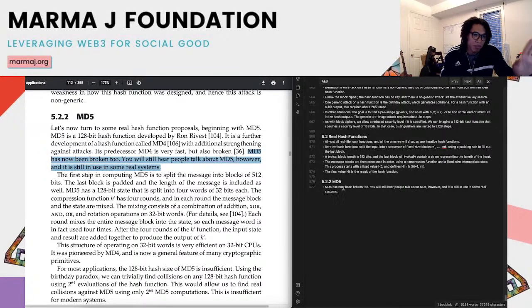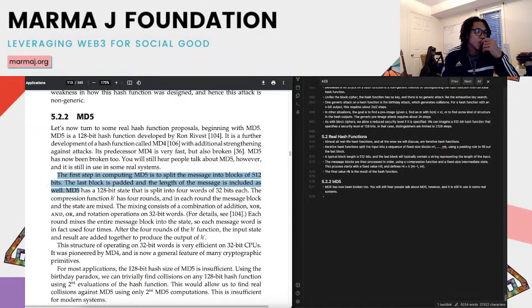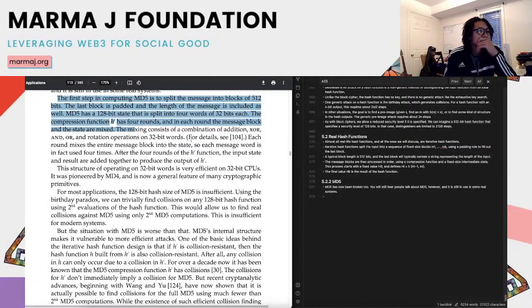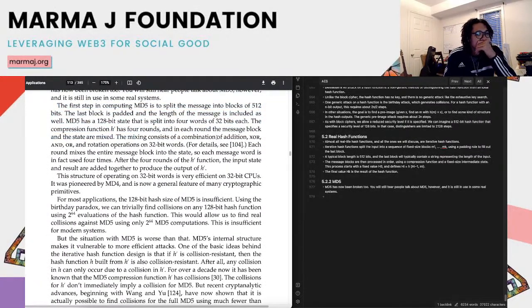The first step in computing MD5 is to split the message into blocks of 512 bits. The last block is padded and the length of the message is included as well. MD5 has a 128-bit state that is split into 4 words of 32 bits each. The compression function H has 4 rounds, and in each round the message block and the state are mixed. The mixing consists of a combination of addition, XOR, OR, and rotation operations on 32-bit words. For details, see the reference. Each round mixes the entire message block into the state, so each message word is in fact used 4 times. After the 4 rounds of the H function, the input, state, and result are added together to produce the output of H.